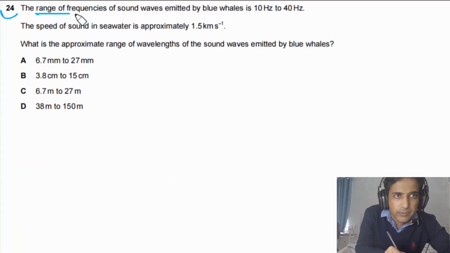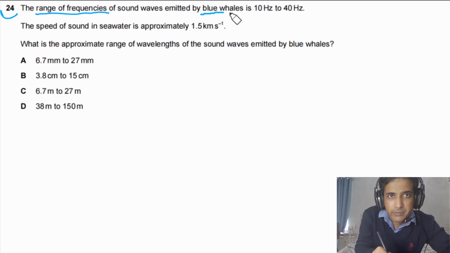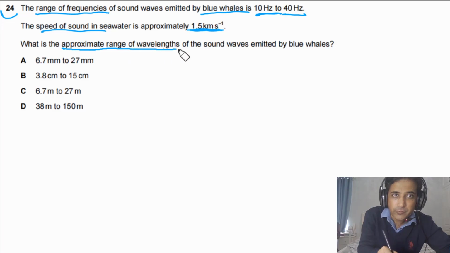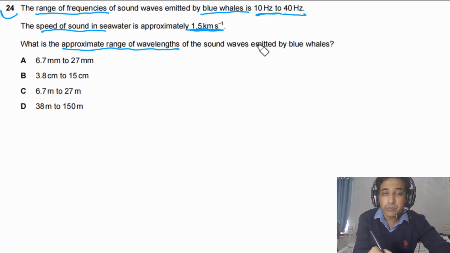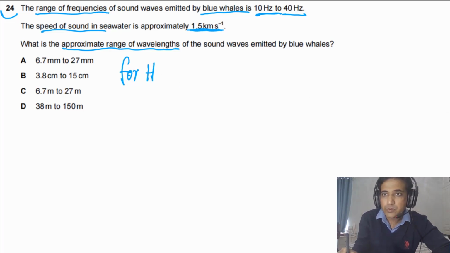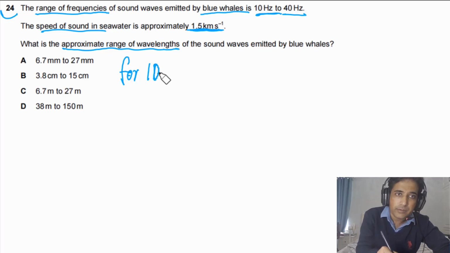Question 24 says the range of frequencies of sound waves emitted by blue whales is 10 Hz to 40 Hz. The speed of sound in seawater is approximately 1.5 kilometers per second. What is the approximate range of wavelengths of the sound waves emitted by blue whales? Range of wavelengths. First of all, we can write down here for 10 Hz.